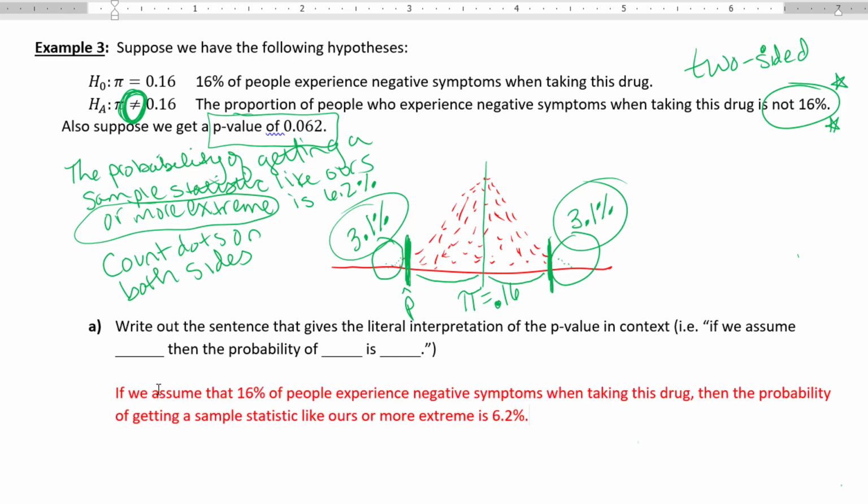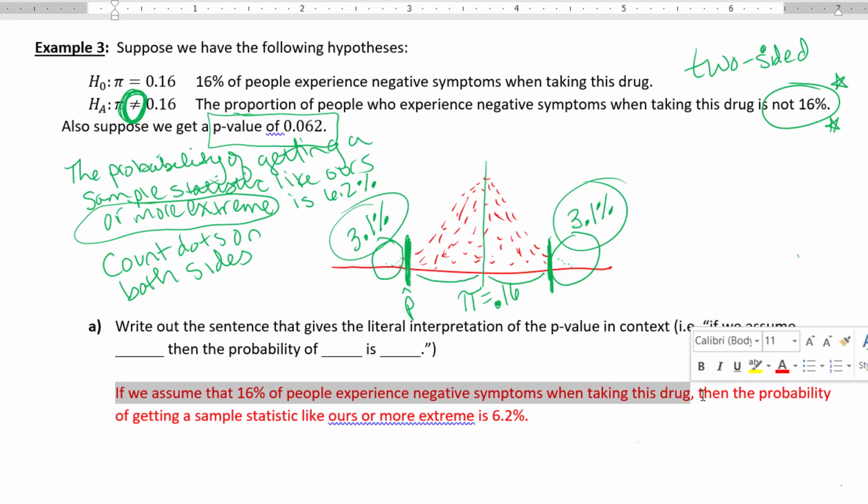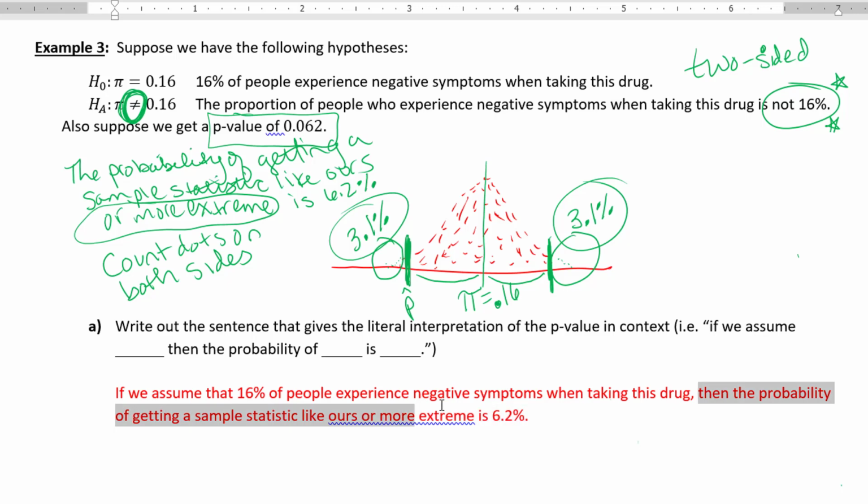Okay, again, part A is asking us to write out that contextual sentence that interprets the meaning of the p-value in context. All right, and so I took our usual sentence about p-value definition and I put it in context. It would read, if we assume that 16% of people experience negative symptoms when taking this drug, notice that's us assuming the null hypothesis is true, then the probability of getting a sample statistic like ours or more extreme is 6.2%. That's the p-value. And again, just keeping in mind, what do we mean by or more extreme now? When it's a two-sided test, or more extreme means like our sample statistic or further away in the tail on either side.